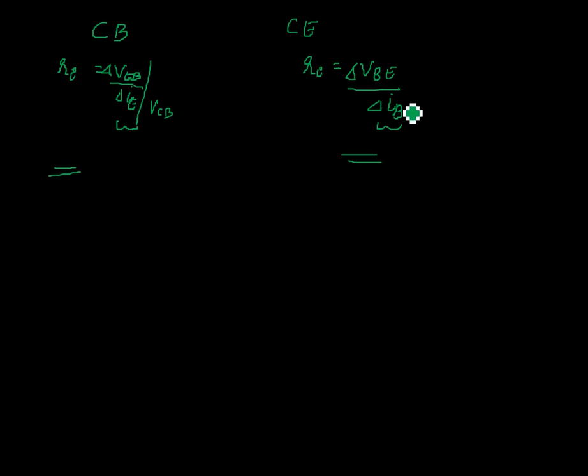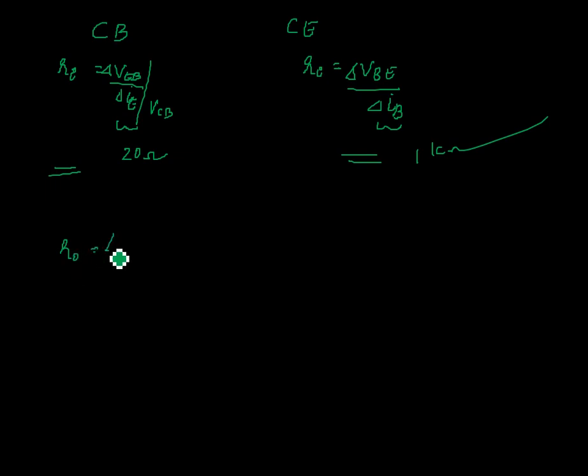This is in microampere range. If I specifically give you the range of values here, for common base configuration, input dynamic resistance will be in the range of 20 ohm, and for common emitter configuration it will be around 1 kilo ohm. Then if you want to find out the output dynamic resistance, what is the expression?